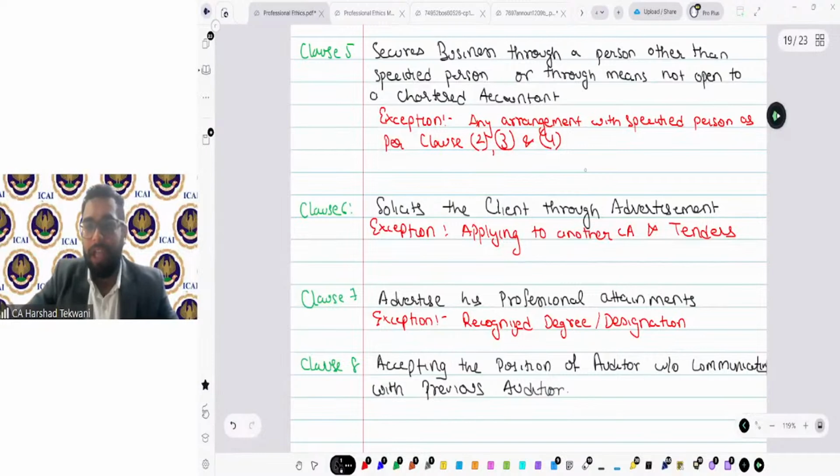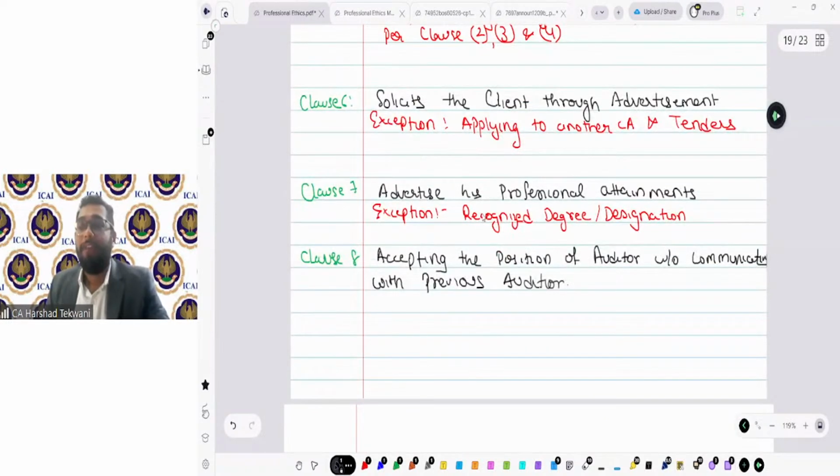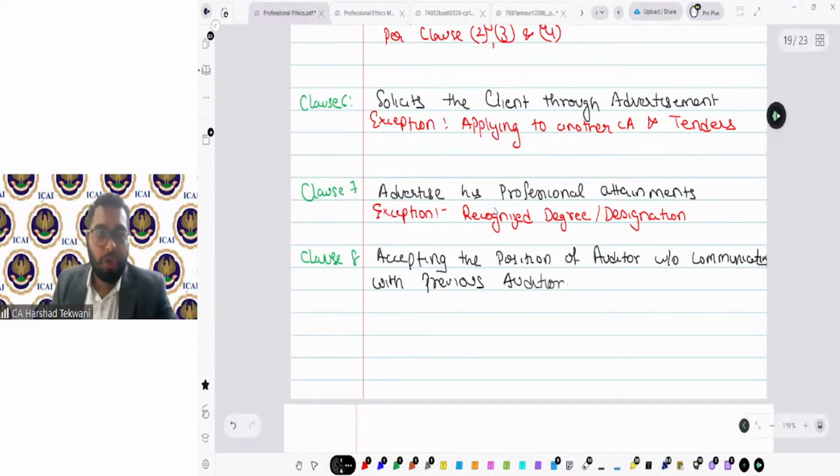Then the next clause is clause 9, which talks about a chartered accountant in practice who accepts an appointment in a company as an auditor without first ascertaining the requirement of section 225 of the Companies Act 1956. But now that section has been changed to sections 139 and 140 of the Companies Act 2013. So we'll use both the terms: 225 plus 139 and 140.